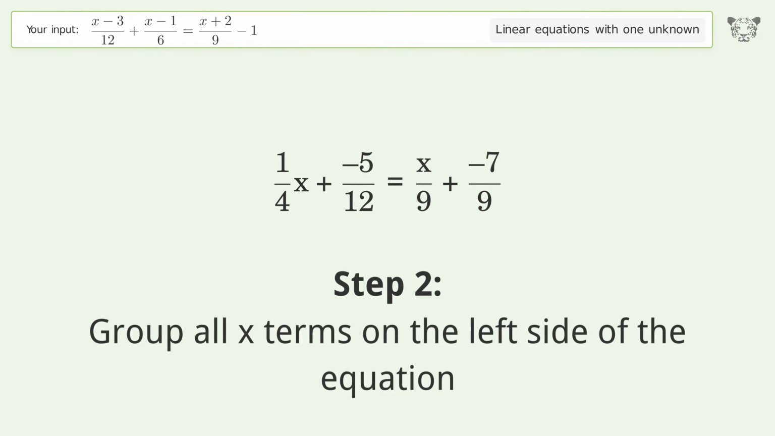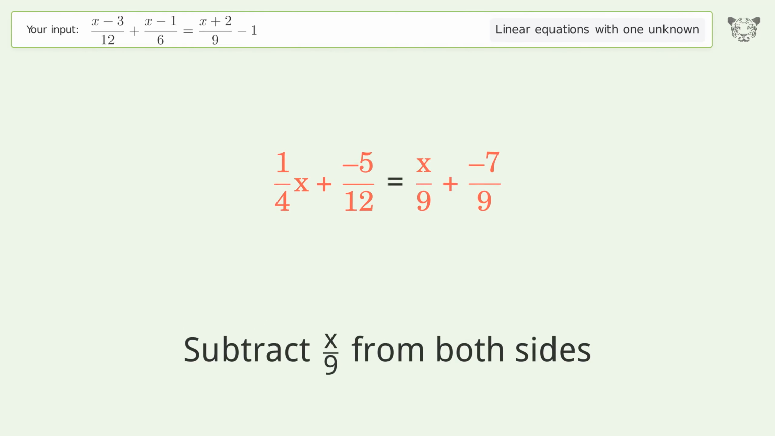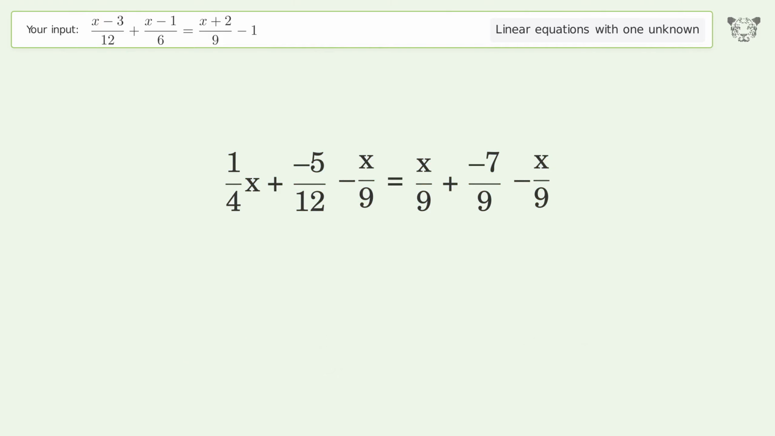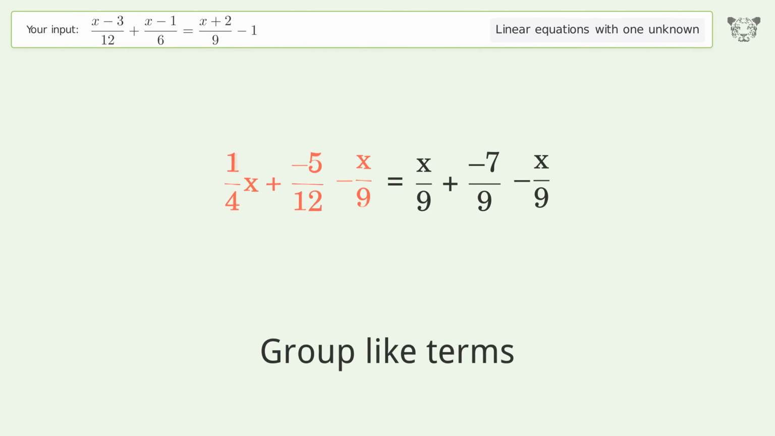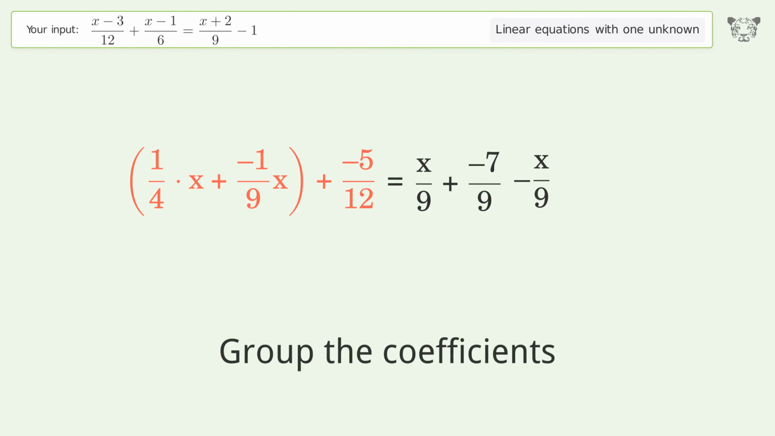Group all x terms on the left side of the equation. Subtract 10/9 from both sides. Group like terms. Group the coefficients.